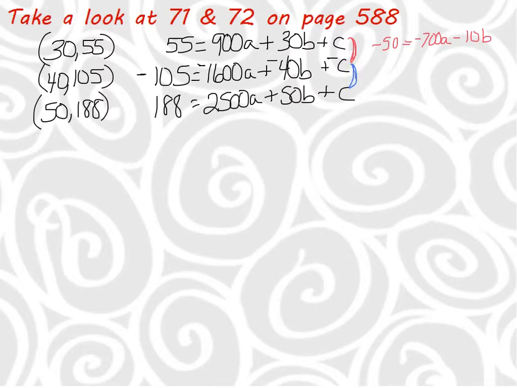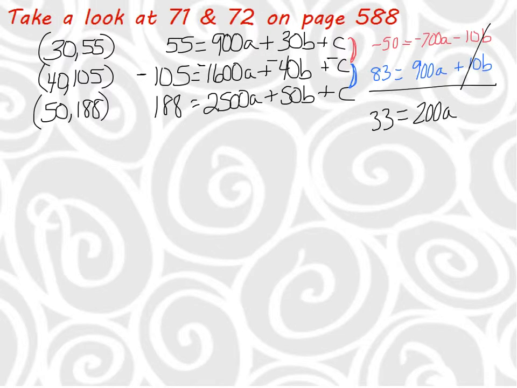All right, let's group these two together. So I've got a negative 105 with a 188. That's going to get me an 83. Equals, and then end up with a positive 900a and a positive 10b. Now you've got it down to 2 variables, and look how nice this is going to work out. 10b's drop out. I don't even have to multiply by anything. So I've got this negative 50 and 83. So that'll get me a 33 equals a positive 200a divided out.